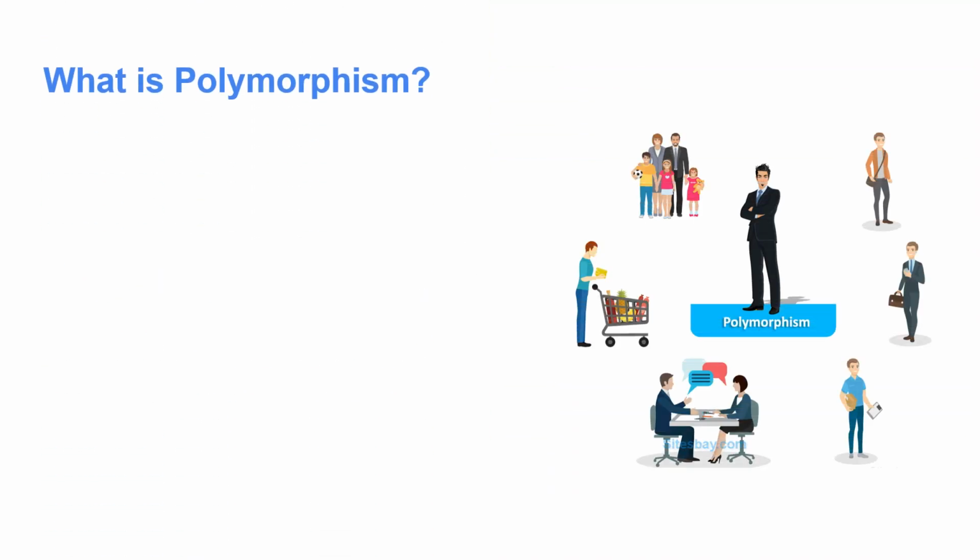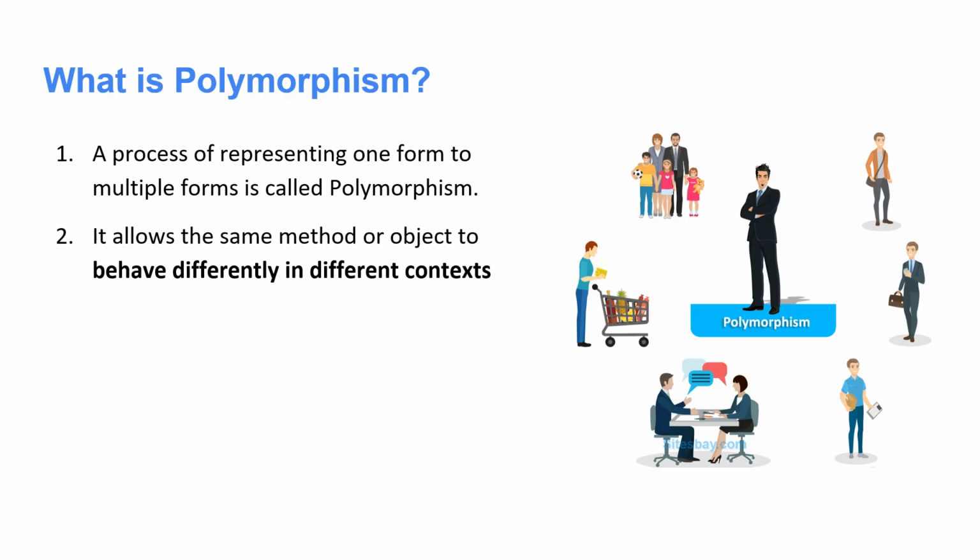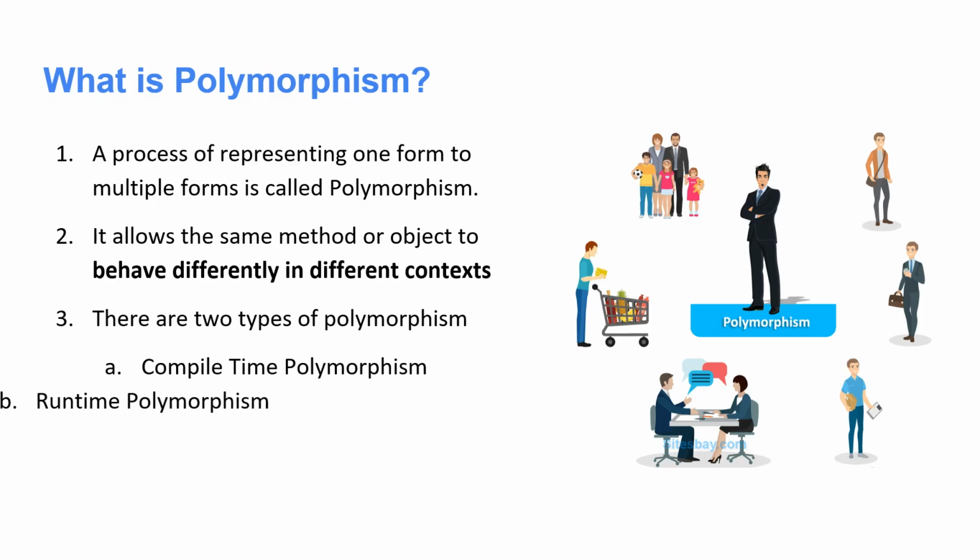Now let's dive into polymorphism, which literally means many forms. In Java, polymorphism lets you write code that works in multiple ways, depending on the context or object type. There are two types you need to know. One is compile time and another is runtime that we will look at in the next slides.